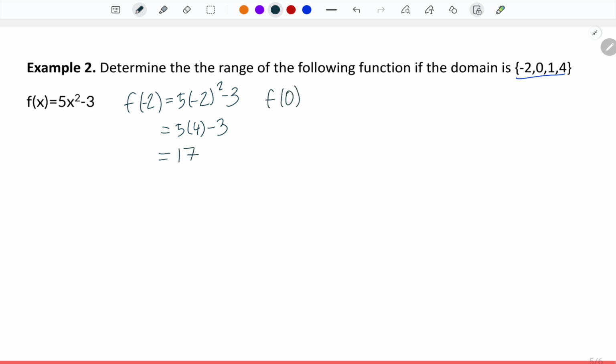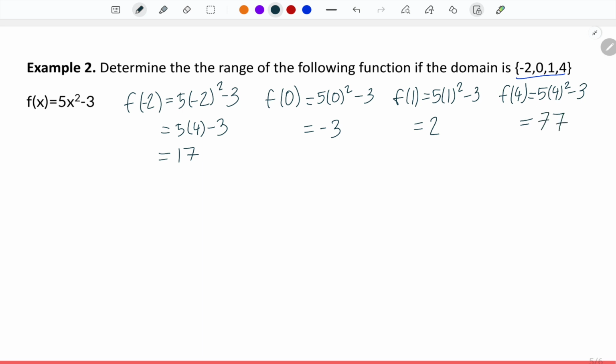So we get 17 when we plug in -2. If you plug in 0, well, you just get 0 squared, which is going to be 0, so that first part disappears. -3. F of 1, 5 times 1 squared, -3, so that's just 5 minus 3, which is 2. And the last one, when you plug in 4, it's going to be a little bit bigger. You get 16 times 5, which is 80 minus 3 is 77.